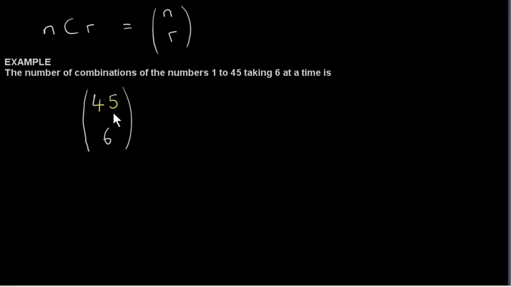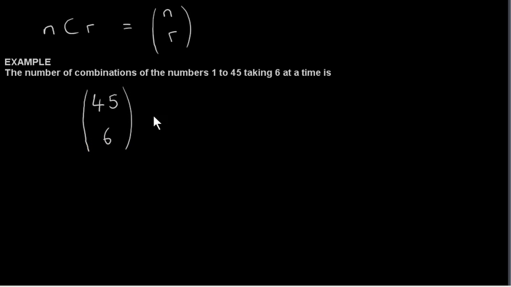Now here is a very relevant example. It is the number of combinations of the numbers 1 to 45 taking 6 at a time. So this is the number of ways of doing the current national lottery. There are 45 numbers, we have to select 6 of them. And of course we're dealing with a combinations problem, because each set of 6 numbers has to differ from every other set of 6 numbers by at least 1 number.